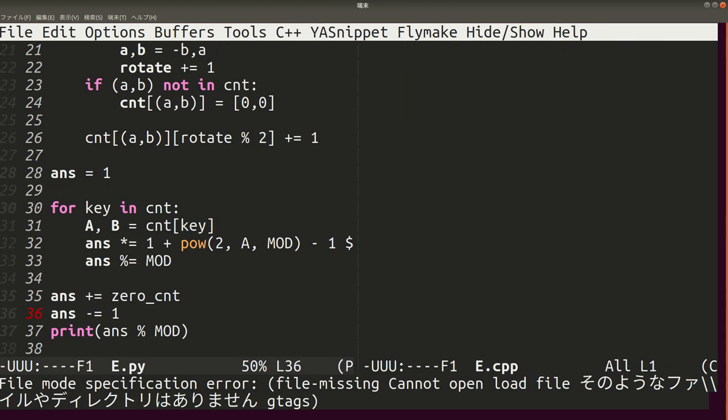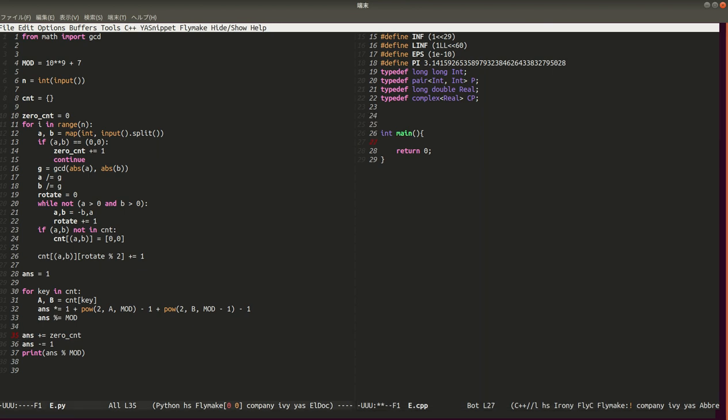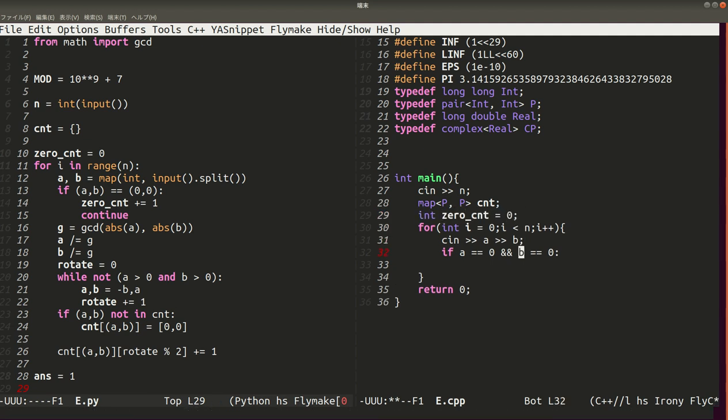Edit the CPP file with the template. Just transcode into it. Get n. Count is a map, so map of pair to count. For 0 to n, get a and b, and if a equals 0 and b equals 0, increment zero count and continue.